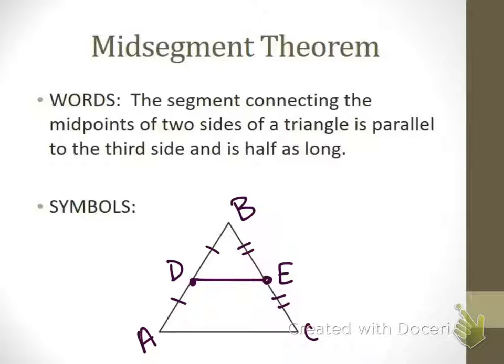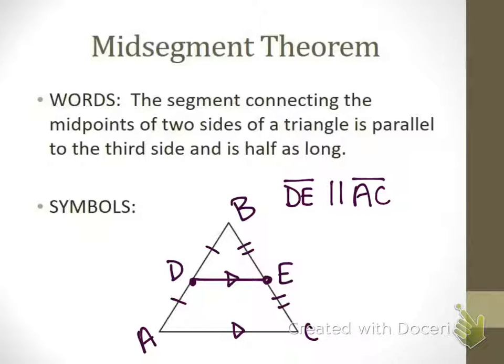So this theorem is stating that the segment connecting the midpoints of two sides, that whole thing is the definition of a mid-segment. So the mid-segment is parallel to the third side. So that means that DE is parallel to which side? What side does it not touch? AC. Okay, so if you want, you could mark that in your diagram using the little triangles.